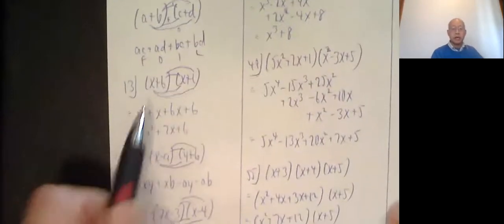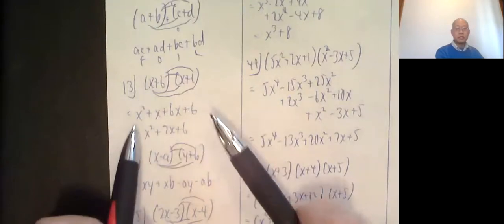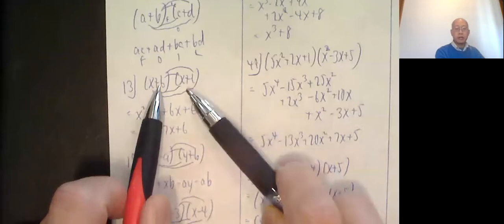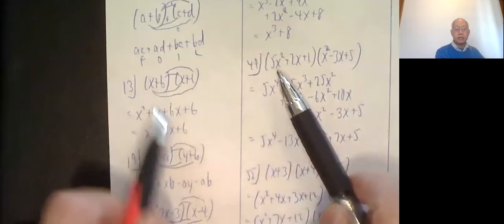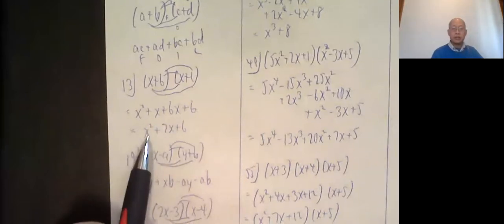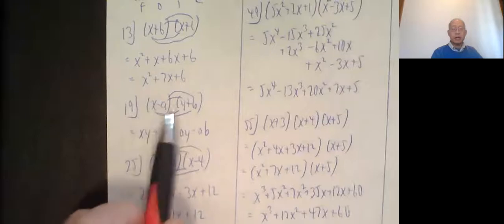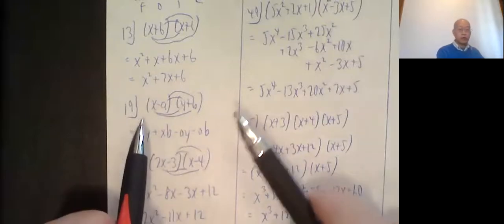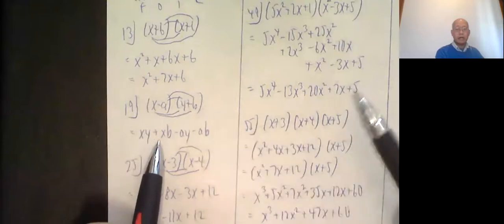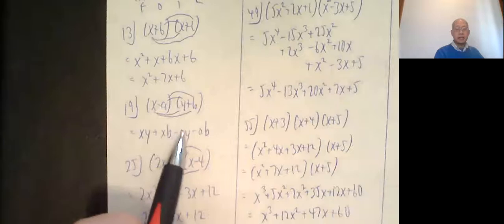Okay, so 13, x plus 6, x plus 1. So FOIL first, x times x, x squared. Outer, x times 1, x. Inner, 6 times x, 6x. Last, 6 times 1, 6. You can combine these two, so x squared plus 7x plus 6. 19, x minus a times y plus b. So FOIL first is x times y. Outer is x times b. Inner is negative ay. And last is negative ab.